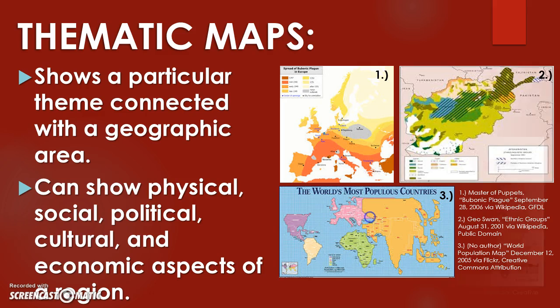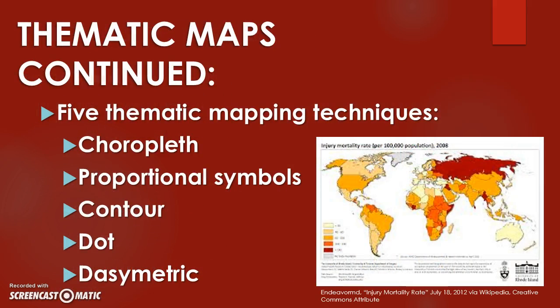Moving on, thematic maps continued. Five thematic mapping techniques are choropleth, proportional symbols, contour, dot, and asymmetric. These types of maps are hard to explain in the grand scheme of things. They all portray a different kind of map. Even I, as a teacher, had to simplify these meanings, and in the continuing slides to come, I'll explain each characteristic more in depth for you all.